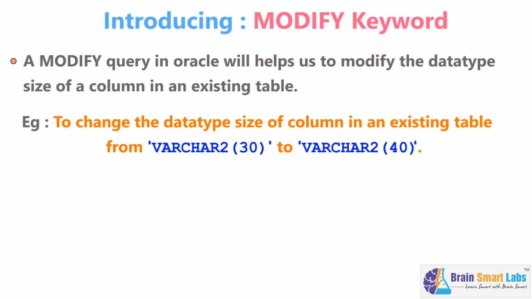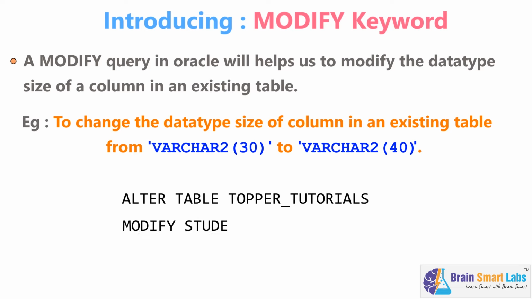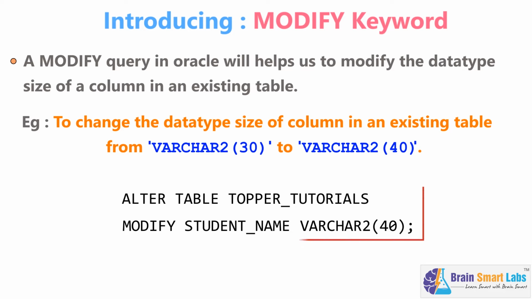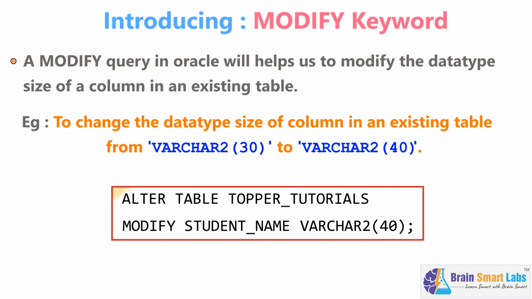Suppose, for example, we want to change the data type size of a column in an existing table from varchar2 of size 30 to varchar2 of size 40. The query for the same is as follows. Alter table topper tutorials in the first line. Modify student name space varchar of size 40 in the second line. That's it. The column size will be modified immediately as you run this command.